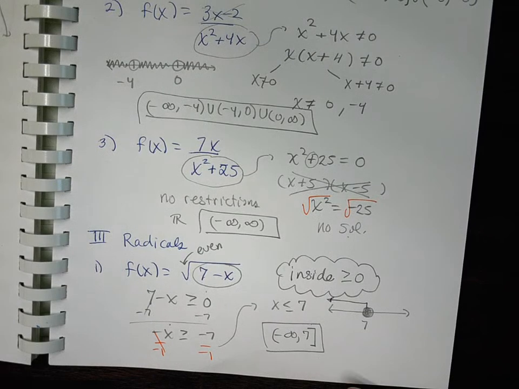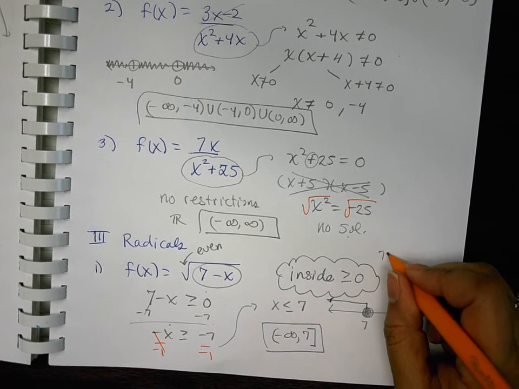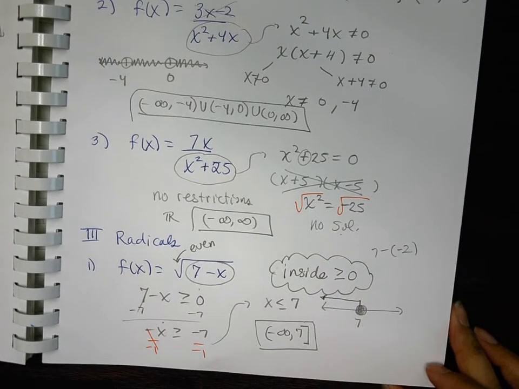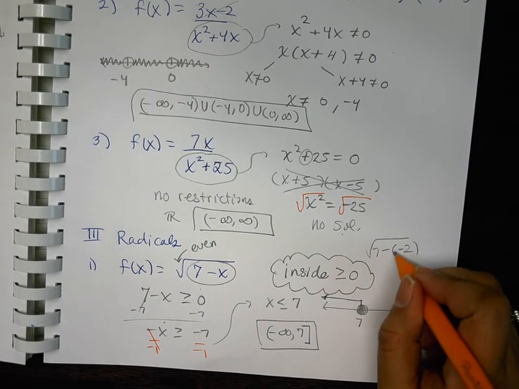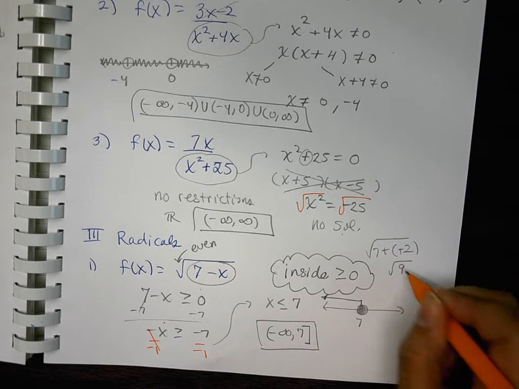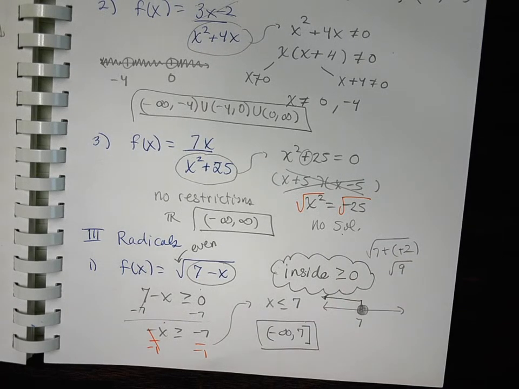Let's try negative 2. What's 7 minus negative 2? Can you guys do that in your head? 7 minus negative 2 is what? 9. And can you take the square root of a positive number? Yes. There was a hand up. Bless you. Yes. Thank you.